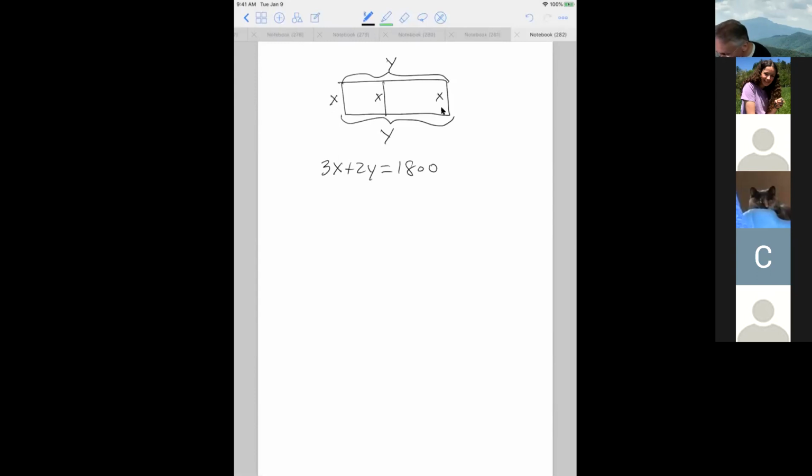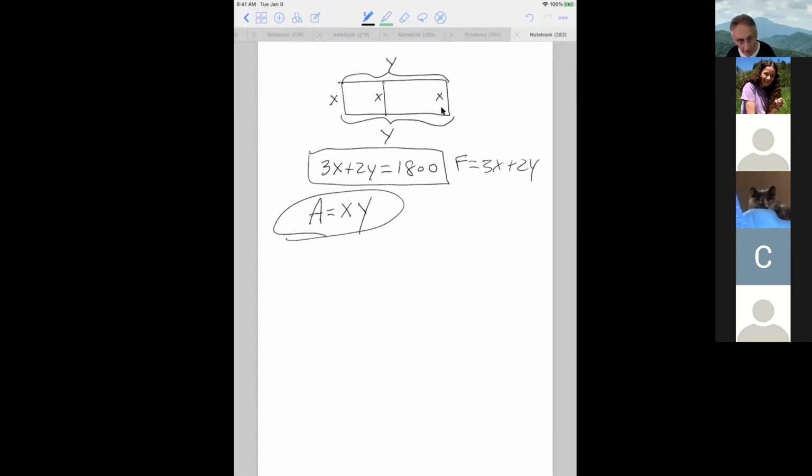So you've got the fencing equation. This is the amount of fencing. That might have started with the original function being fencing equals 3x plus 2y. And then they tell you you've got 1800 meters, I think. They use meters of fencing. So now that's our equation. The other equation is area, and that's equal to x times y. And you're trying to maximize the area, so that means you're maximizing this one.